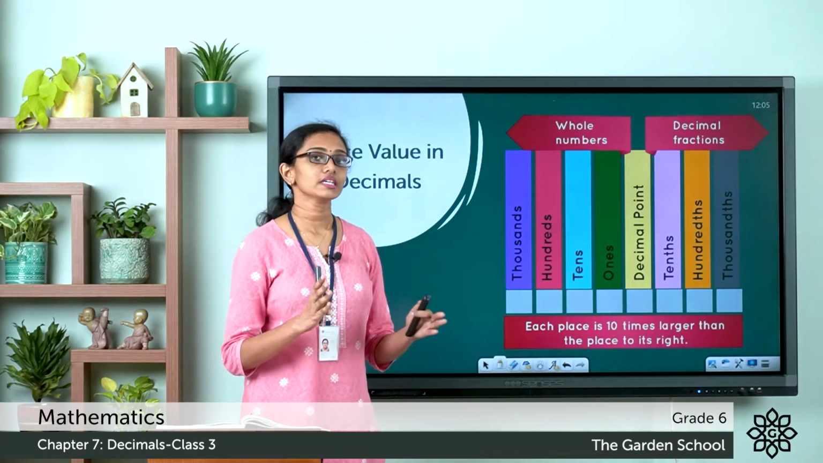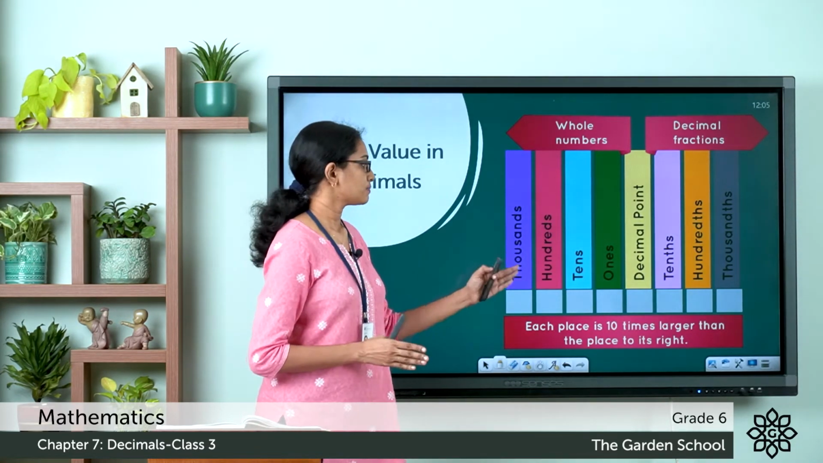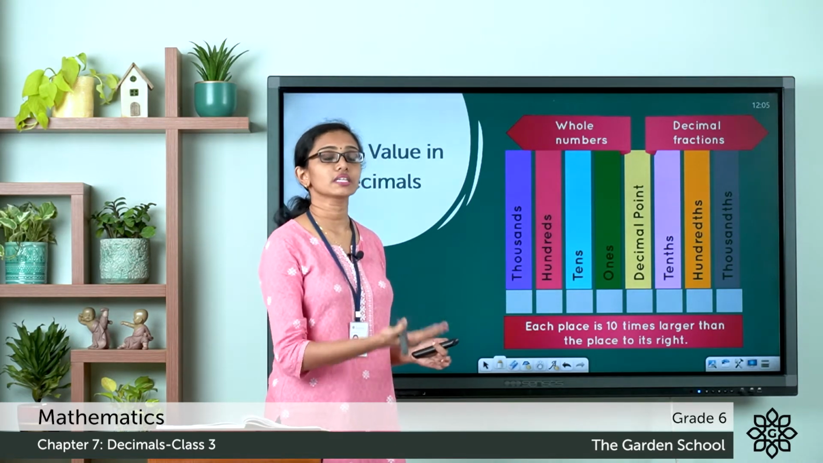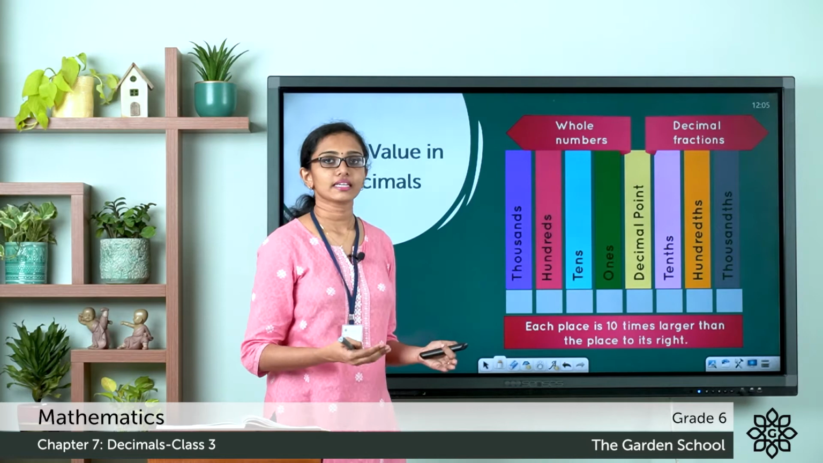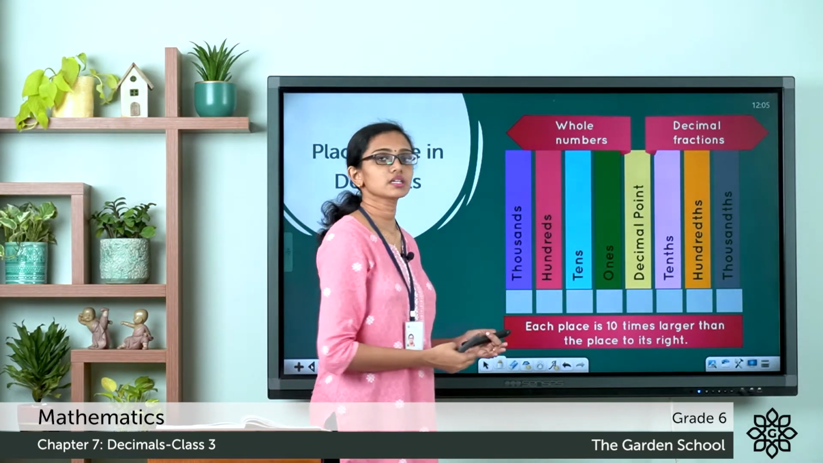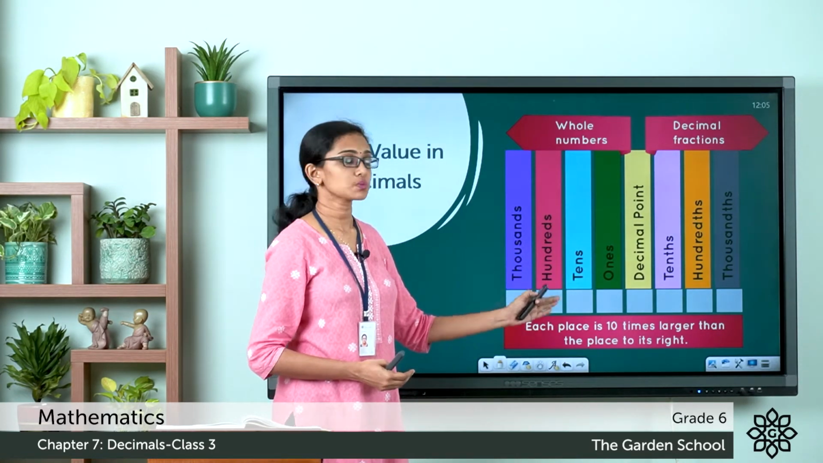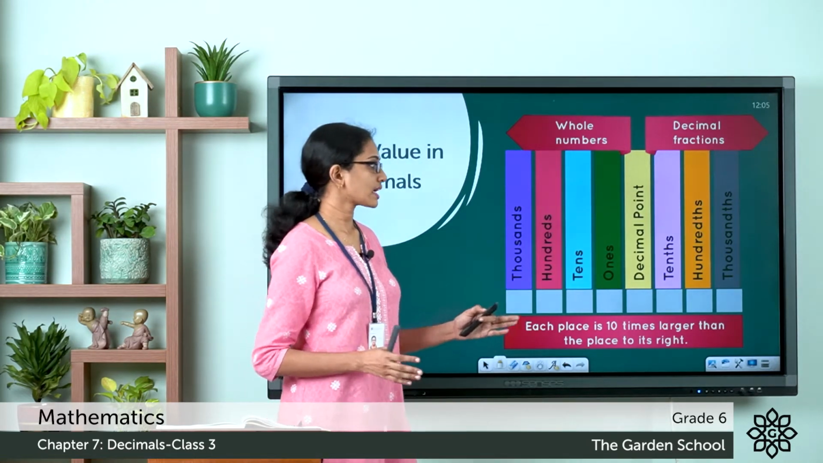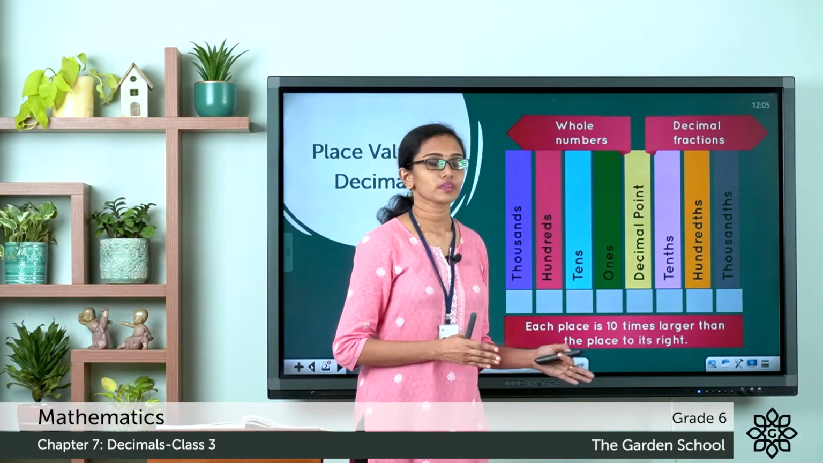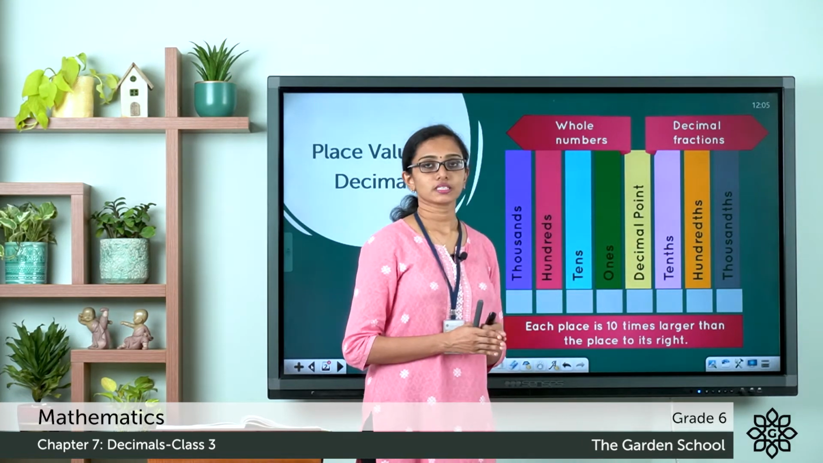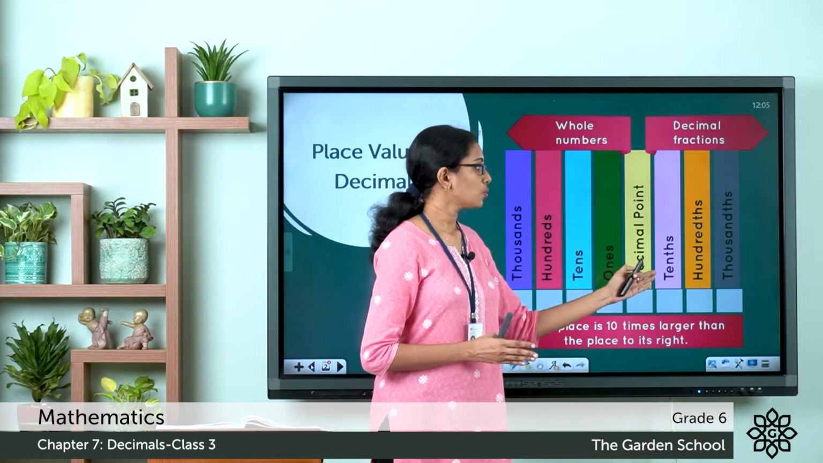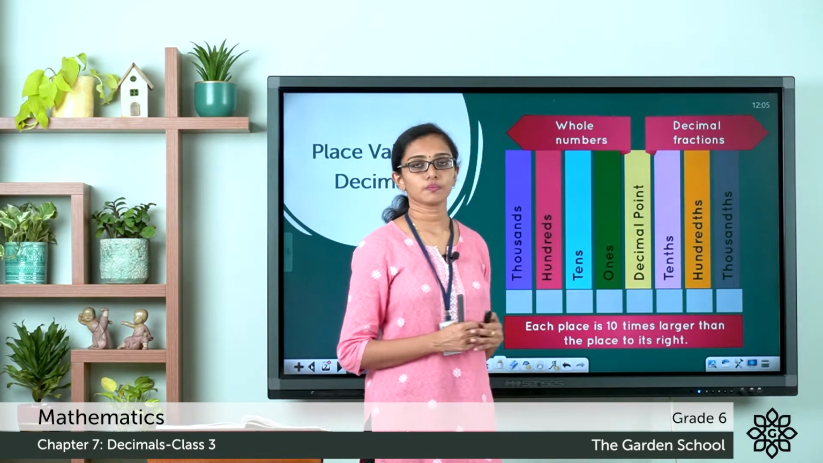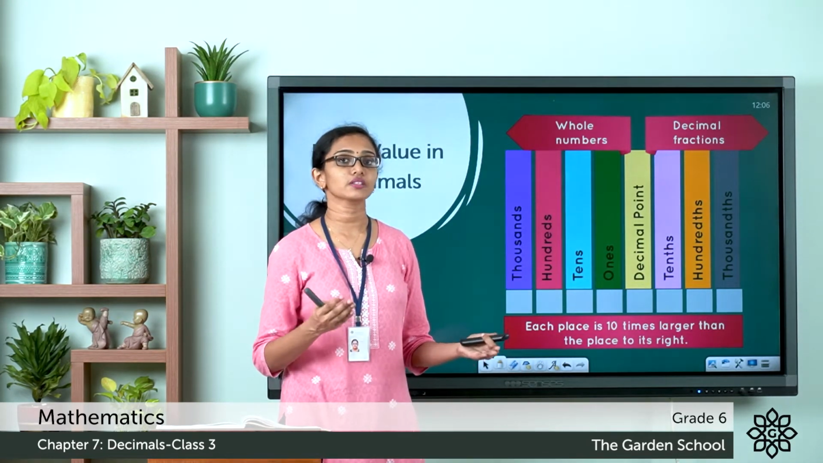When you are considering any particular place, the place value will be 10 times more than the place to the right of it. That is, if you are considering the tens place, its value will be 10 times more than the value of the ones place. The same is the case in the decimal part. If you are considering the tenths place, its value will be 10 times more than the value at the hundredths place. So let's see the place values once again.